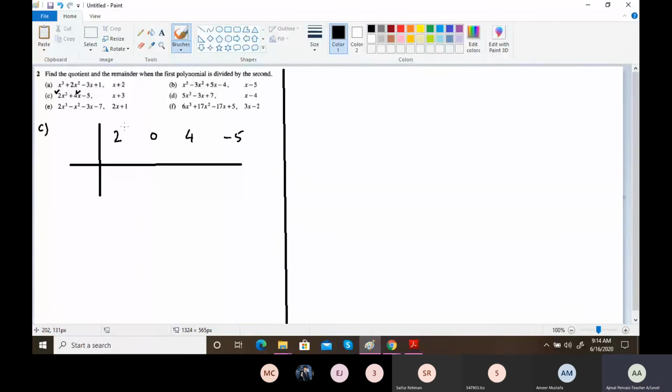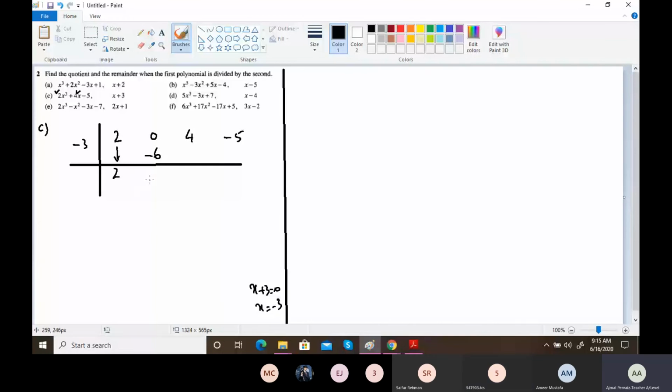Okay. Now, which expression is dividing it? x plus 3, right? So x plus 3 dividing means x plus 3 equals 0, means x equals minus 3 will be the number which will be dividing them. So what do we do? The first number comes down as it is. Minus 3 times 2 comes what? Minus 6, right? Yes, minus 3 times 2 gives you minus 6.